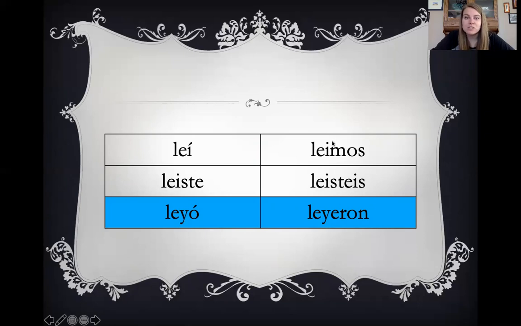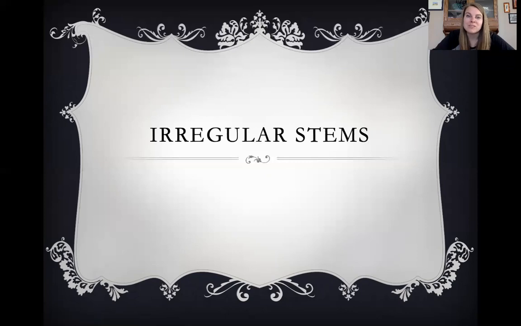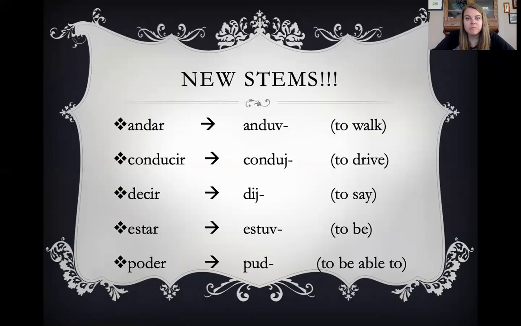Notice the rest of these guys do not have Ys. They are just normal ER-IR verbs. And then the last one to talk about is irregular stems. So these are ones that we focused on in the last chapter. Showing you a list of these.